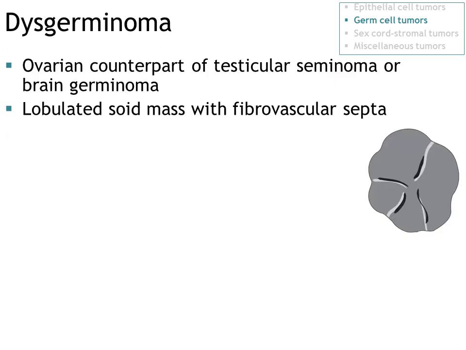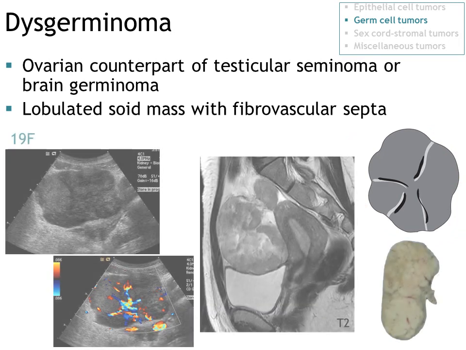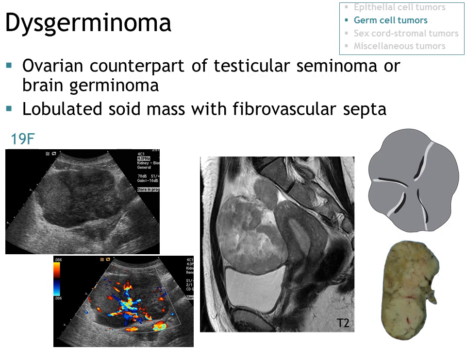Another tumor in the germ cell tumor category is dysgerminoma, which is the ovarian counterpart of testicular seminoma or brain germinoma. This is a schematic pattern of dysgerminoma, a lobulated solid mass with fibrovascular septa, and this is a case showing fibrovascular septa very well.